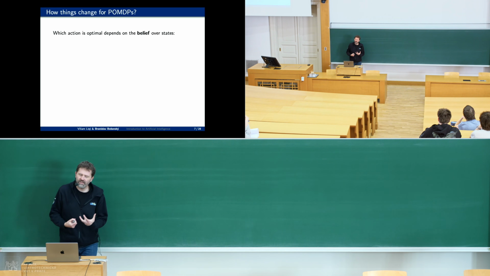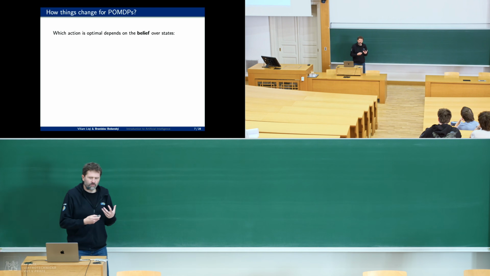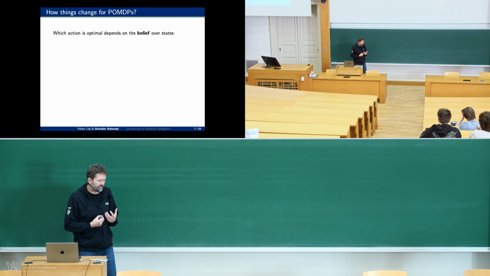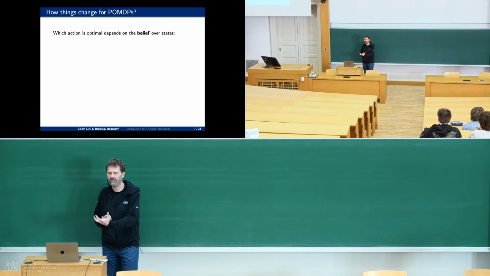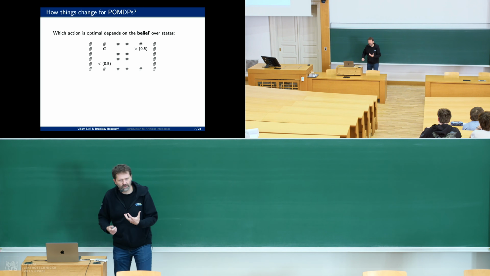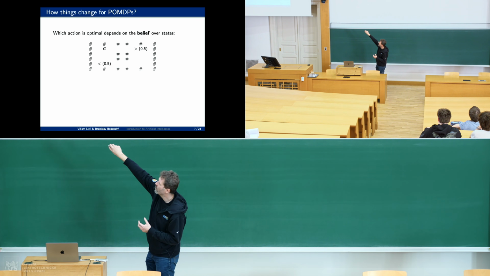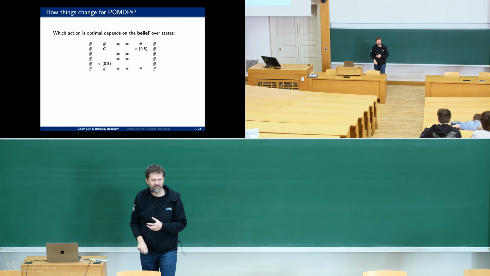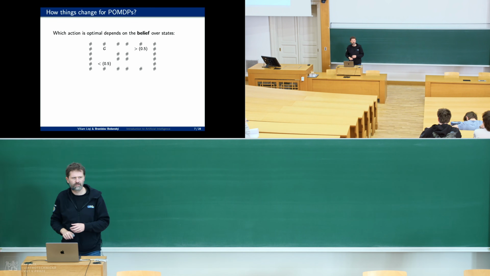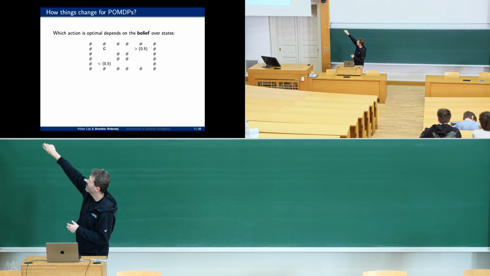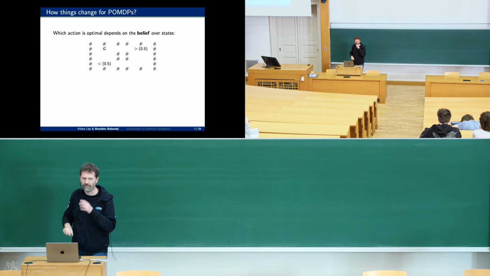So how do things change for POMDPs? What's different? The main difference is that we don't have the states. Instead of states, we have beliefs, right? And let's consider this situation. I slightly modified the example, so I removed one wall here, and let's assume that we have this belief, right? So the agent can either be in this square facing left or in this square facing right.